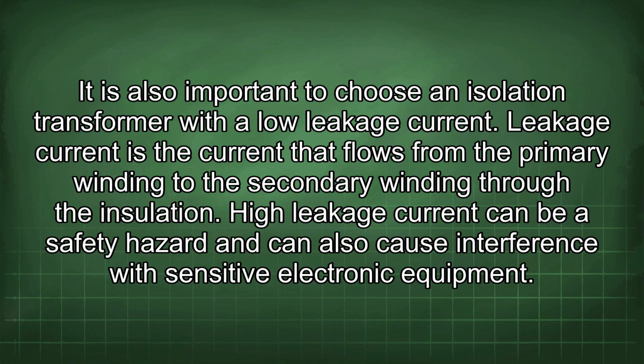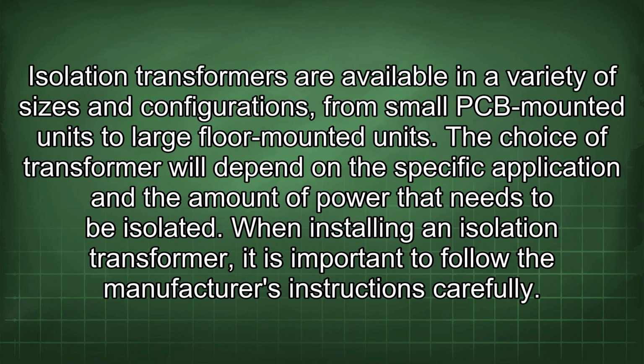Leakage current is the current that flows from the primary winding to the secondary winding through the insulation. High leakage current can be a safety hazard and can also cause interference with sensitive electronic equipment. Isolation transformers are available in a variety of sizes and configurations, from small PCB-mounted units to large floor-mounted units. The choice of transformer will depend on the specific application and the amount of power that needs to be isolated.